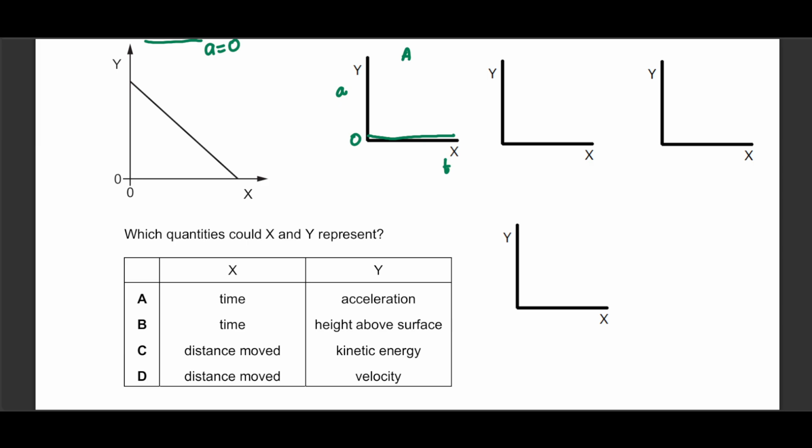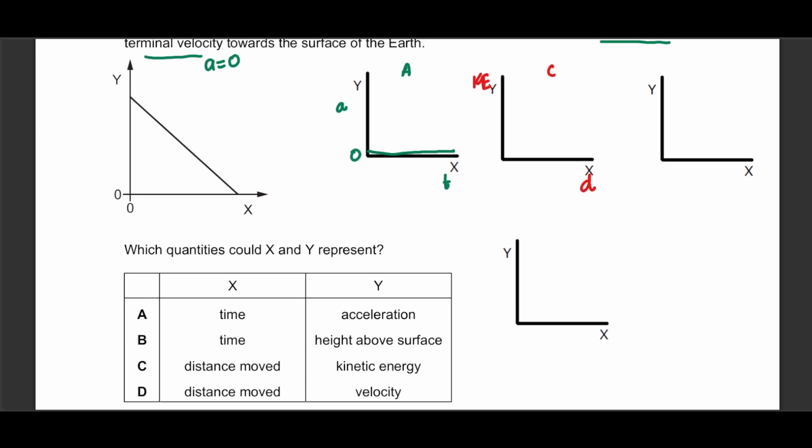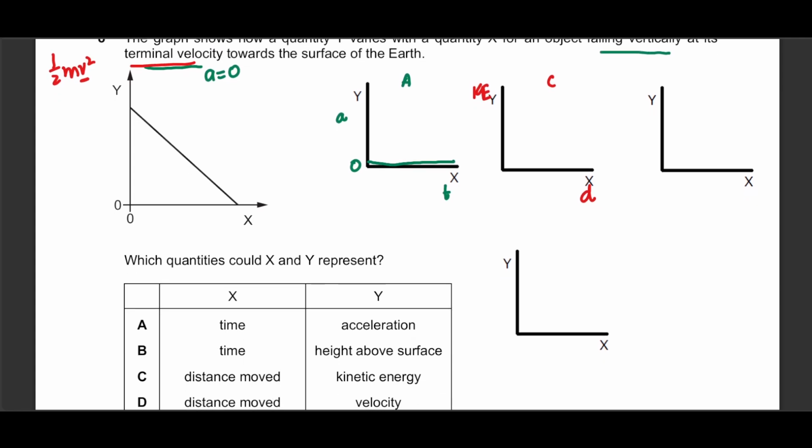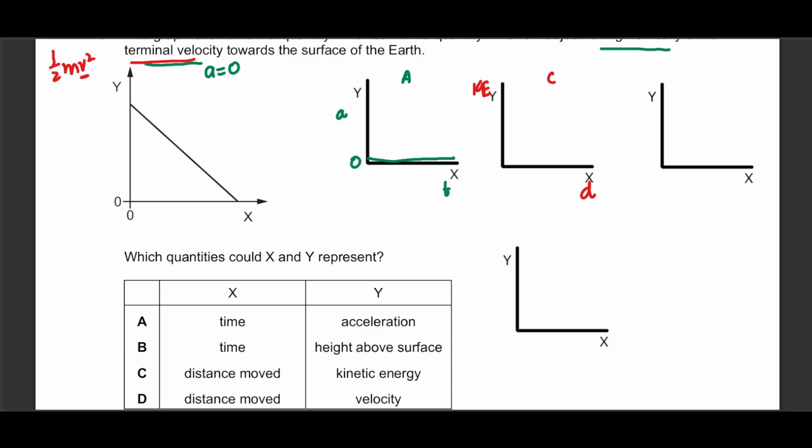So let's try option C and D. For option C, X is the distance moved and Y is the kinetic energy. Now, if the ball is moving at terminal velocity, and if I apply the half mv square formula, the velocity has not changed for a long time because it is at terminal velocity. The value of velocity is not changing. So would the value of kinetic energy change? It wouldn't change. Although the distance would be increasing as it starts traveling down towards the Earth, the value of kinetic energy will not be changing.